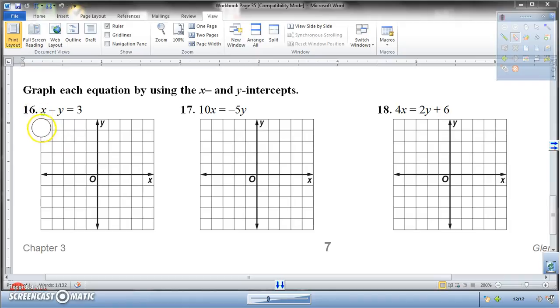Okay, so for number 16, to find my y-intercept, I'll plug in 0 for x. So I'm covering up the x. I'm left with -y is equal to 3. Well, if -y equals +3, then +y equals -3. Okay, fairly simple to solve that. And then to find my x-intercept, I plug in 0 for y. So take my thumb, cover up my y portion, and I'm left with x is equal to 3.